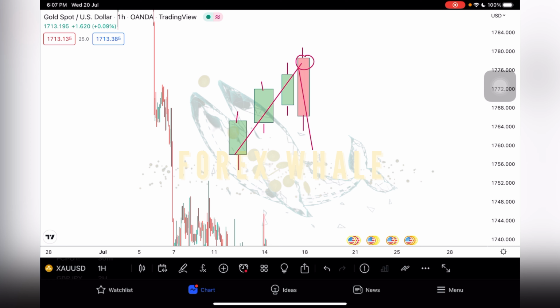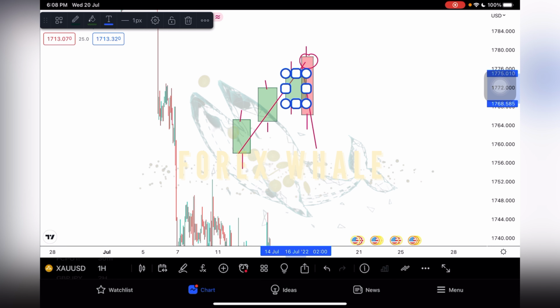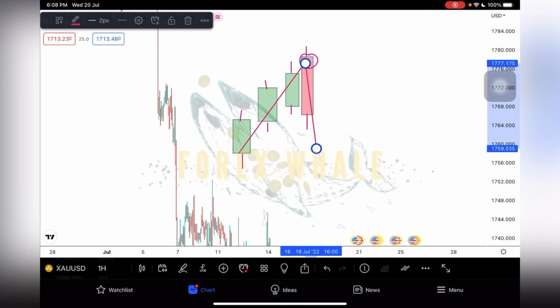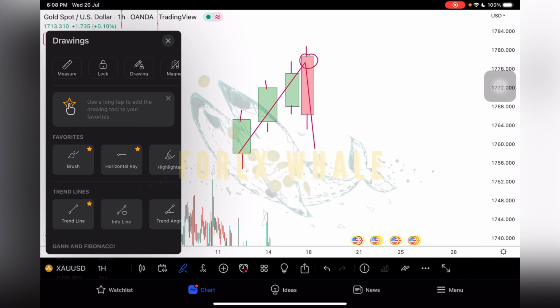So in the line chart, it will look something like this. Price goes up, and then suddenly there is the formation of this bearish engulfing. All right, so what is the possibility?